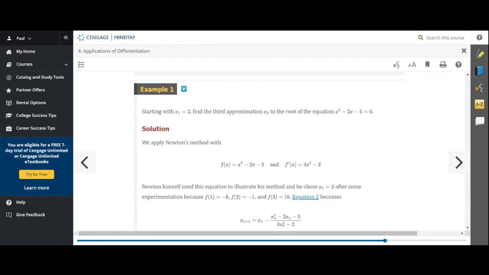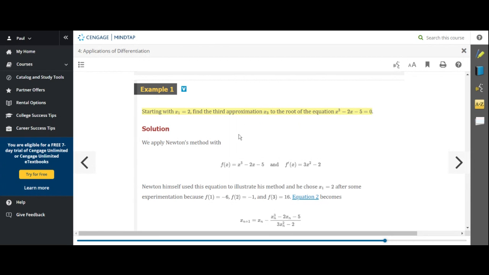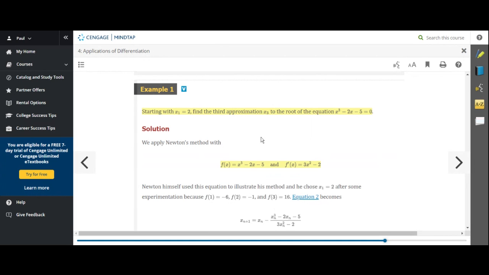So in example 1, starting with x1 equals 2, find the third approximation, x sub 3, to the root of the equation x cubed minus 2x minus 5. So let's just use Newton's method. First of all, we identify our function, f of x, as x cubed minus 2x minus 5, and then the derivative is 3x squared minus 2.